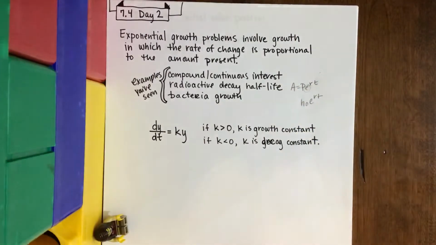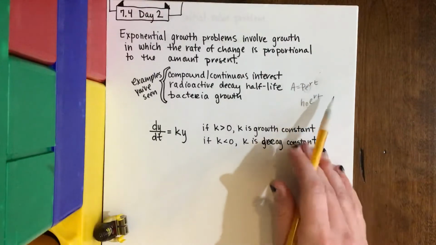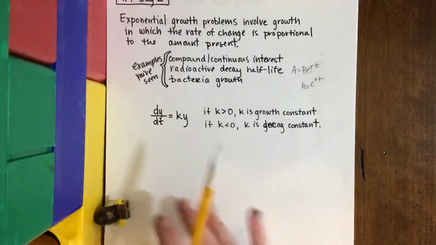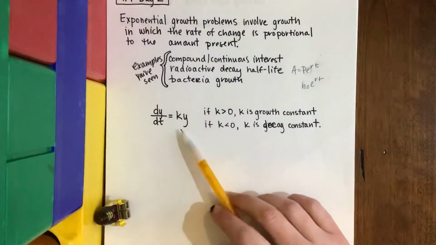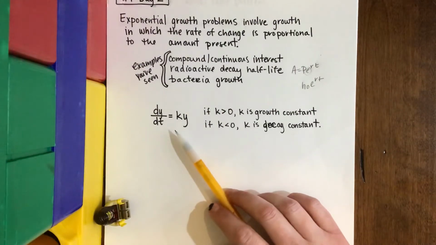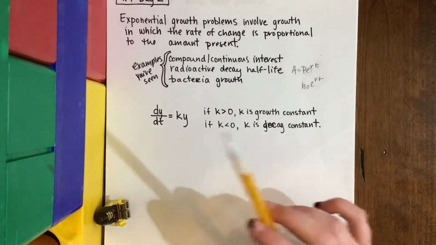Now, this is what you guys saw when we were just looking at these as functions. But when we have something that is representing exponential growth, or decay if the constant is negative, we also have a differential equation that we can use to represent these problems. Now, what we're going to do first is go through this and actually solve this differential equation.